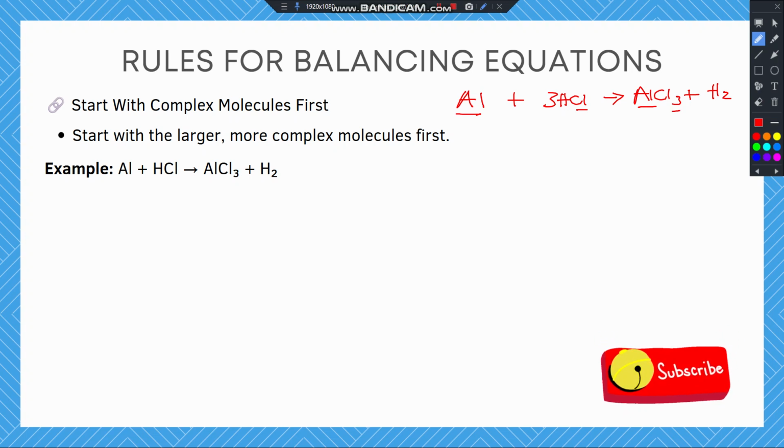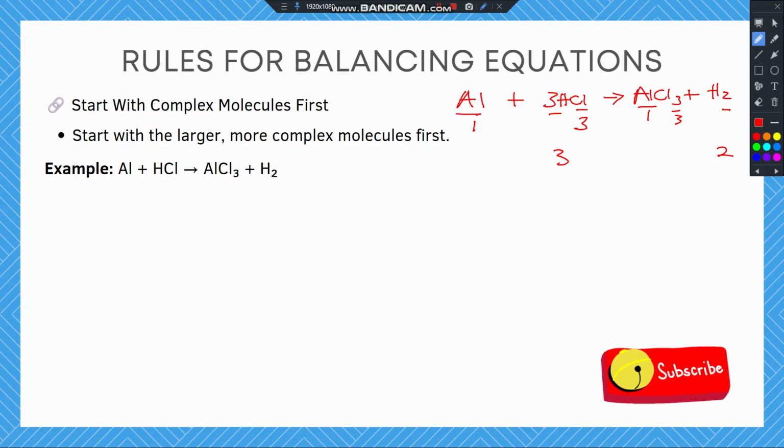So every point at which we change the coefficients, we're going to go back to check each atom and each element to see if the equation is balanced. So now let's check. For aluminium, 1 atom on the left, 1 atom on the right. For chlorine, 3 atoms on the left, 3 atoms on the right. For hydrogen now, we have 3 atoms on the left and 2 atoms on the right. So there is a problem. We need to balance hydrogen.